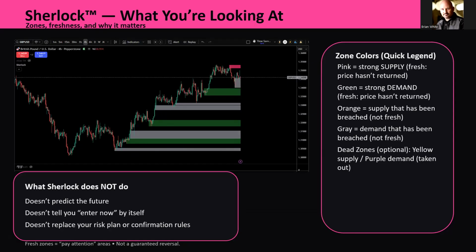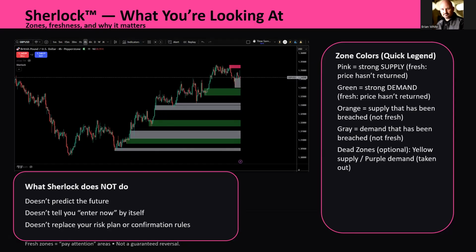So fresh zones, as mentioned in our general session: pink is our supply or resistance zones. Green is our demand or support zones. That means price moved away from that area and it hasn't been back there, so that area is still untested. Again, it does not guarantee profitability, but that's key context to know.